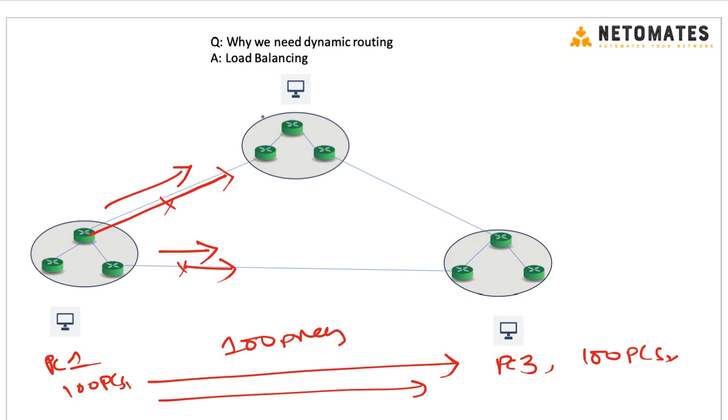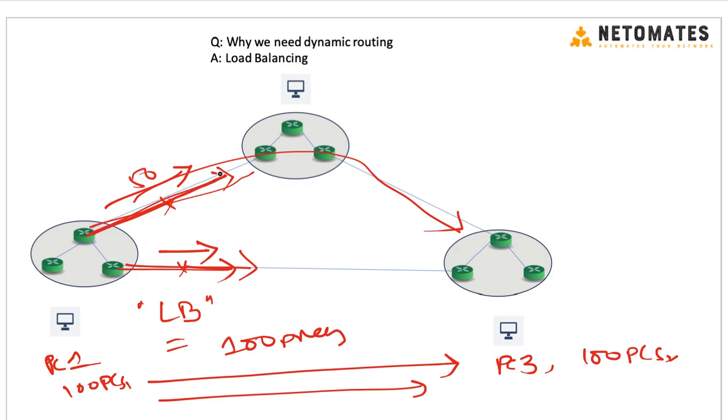But dynamic routing supports dynamic load balancing. So what happens is, it will send 50 packets this way, and another 50 packets will go this way, so that you can fully utilize both links to send the traffic for the load balancing scenario. This is not something we can do with static routing, because with static routing you are just choosing one route statically, so there is no load balancing happening in static routing.